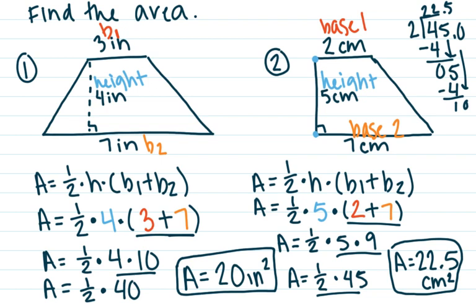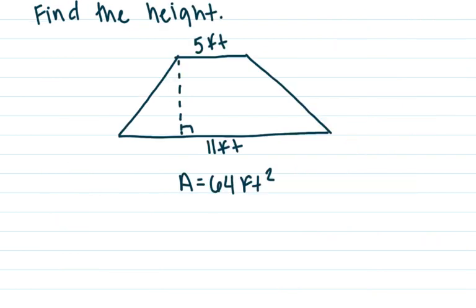So yes, this is a more complicated formula a little bit, because you have to add those bases together. But then after you add those bases together, it's just like our triangle. We multiply the numbers together, we cut it in half, and there you go, you're done. Now, one other thing that they may ask you to do is to find the height. So they're going to give you the area, and they're going to ask you to find a missing value, and that is going to be the height.